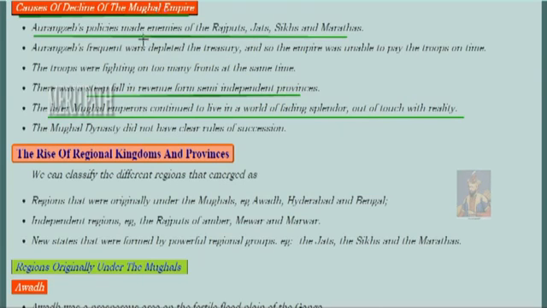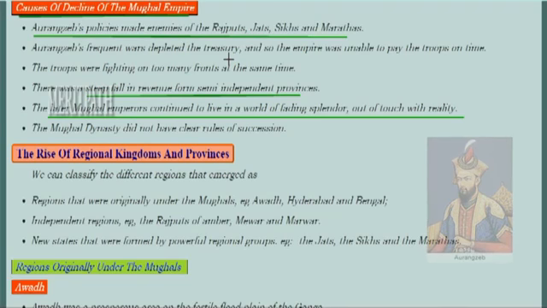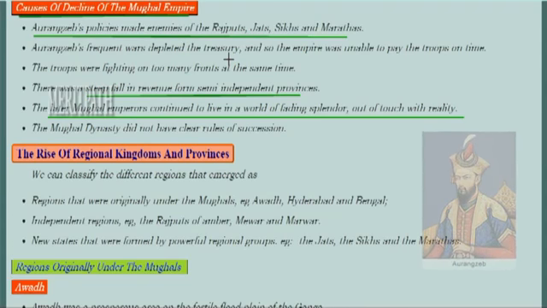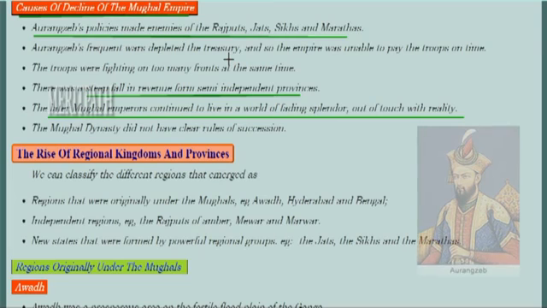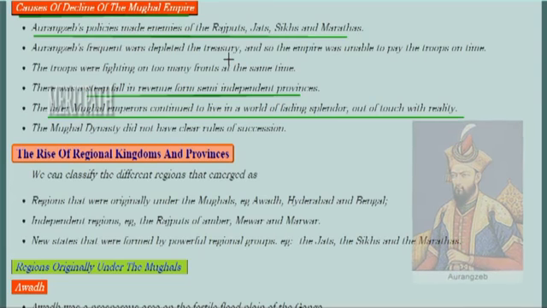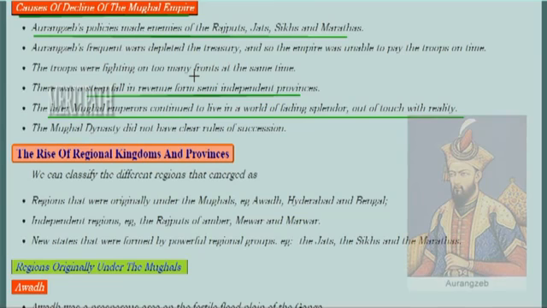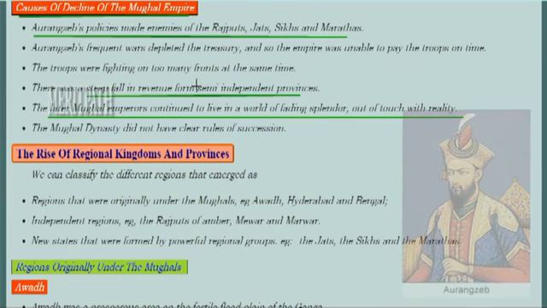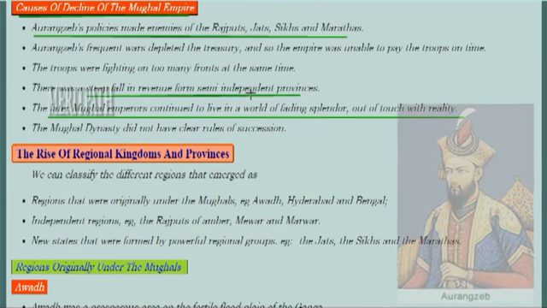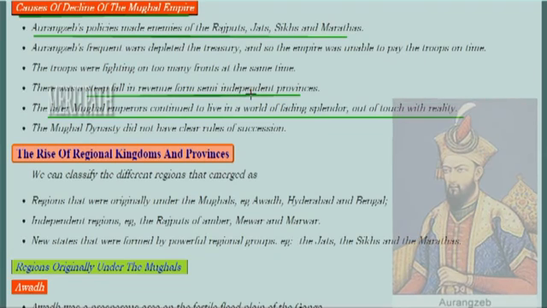Then the Mughal Empire declined. Aurangzeb's policies made enemies of the Rajputs, Jats, Sikhs and Marathas. Aurangzeb fought many wars. Because of the many wars, the treasury, the gold, the money was depleting. So the empire was unable to pay the soldiers on time, and these soldiers were fighting too many wars. There was a steep fall in the revenue, and a steep fall in the revenue from semi-independent provinces.